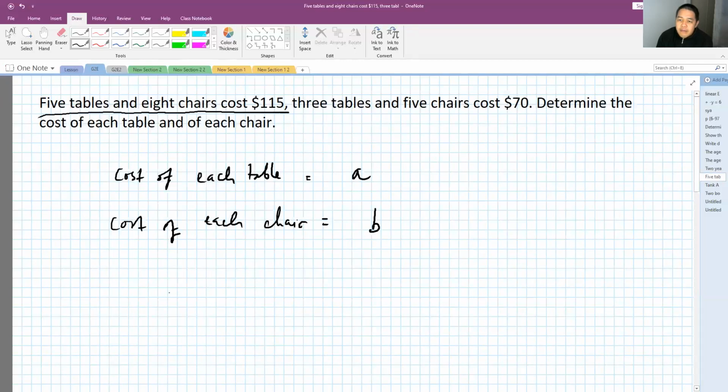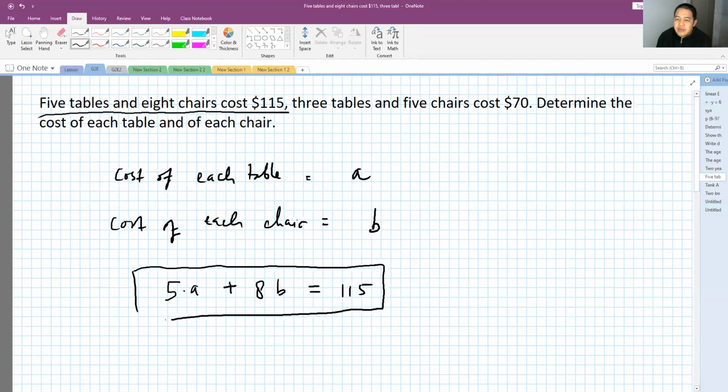That means 5 times A plus 8 times B equals 115. So you see, we have now one equation, but there are still 2 unknowns here. So mathematically, we can't solve this at the moment, right? But we still have one more piece of information here.